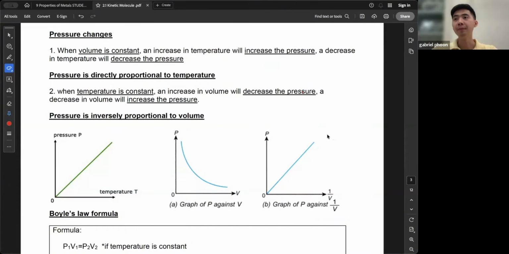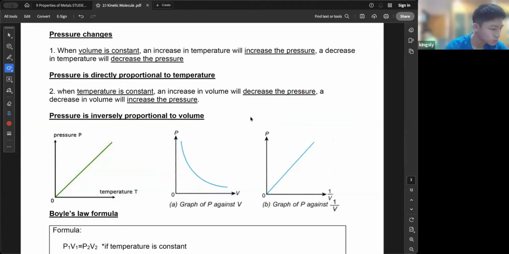Okay, copy this now. Done? Anyone not done drawing yet? No, I'm not done. Oh, okay.